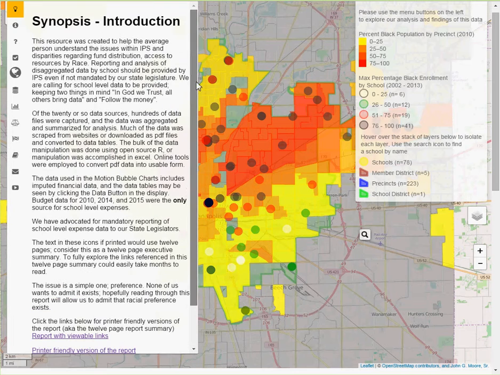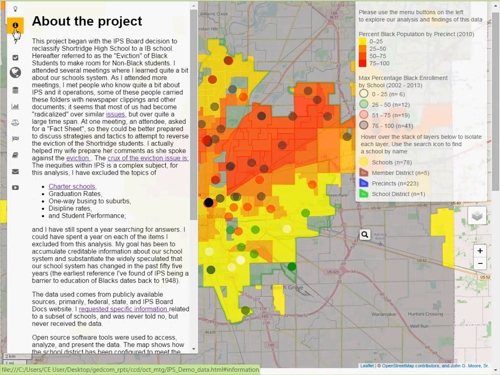So here's our introduction. The next one is about the project, and the key driver for this project is when the IPS board made a decision to reclassify Shortridge High School to an IB school, International Baccalaureate. Hereafter, this is going to be referred to as the eviction of black students to make room for non-black students. So that's what started this project.